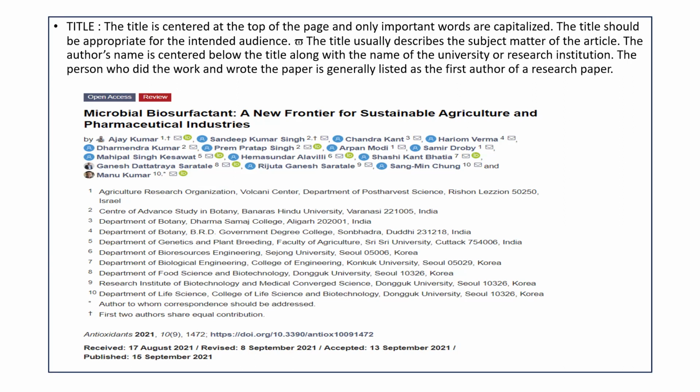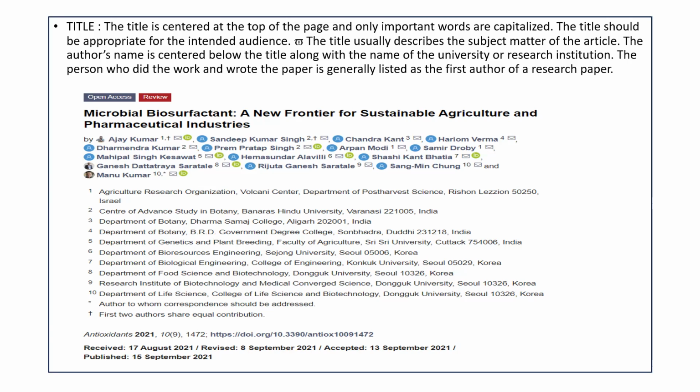It should not be so specific that no one will understand, and only the person or scientist working in that field will understand. It should not be like that. The title should be understood by all individuals, even a layman. So the title should be appropriate for the intended audience. Whatever audience is going to read the paper, it should be appropriate for them.